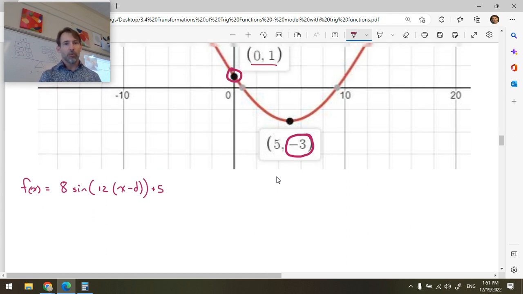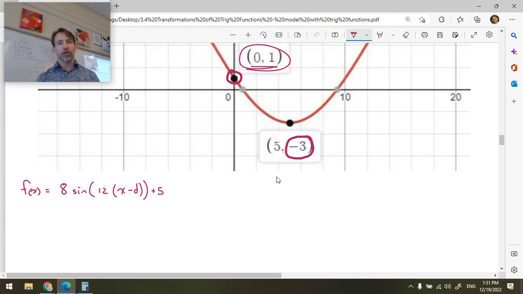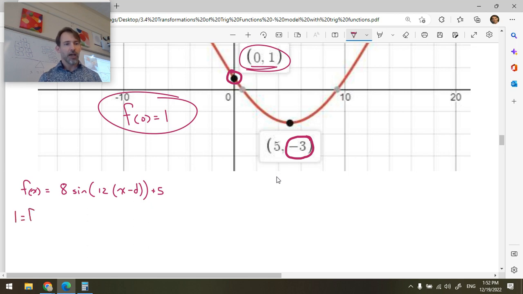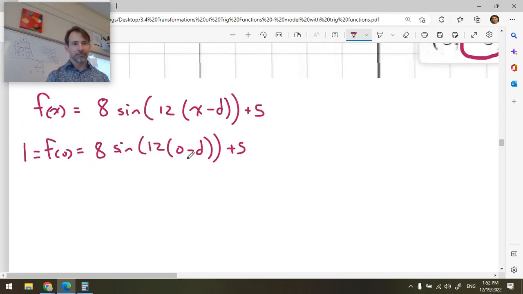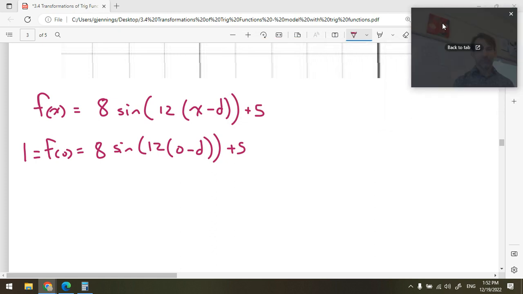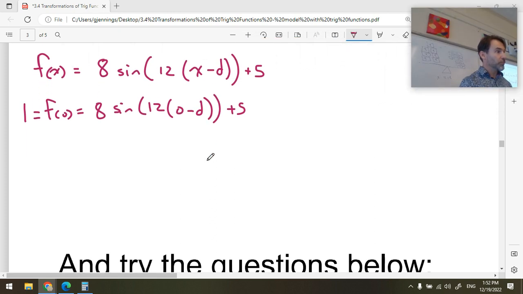So what we get from this is f at 0 equals 1. That's true from this point. So let's put that in. 1 equals f at 0 equals 8 sine of 12 times 0 minus d, plus 5. Let's isolate that and resolve it algebraically. So you just find a known point. But watch. It's going to create some problems. I'll show you.